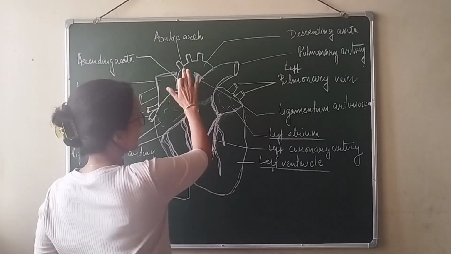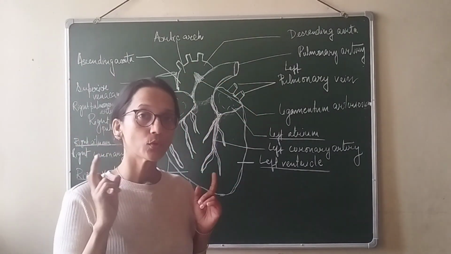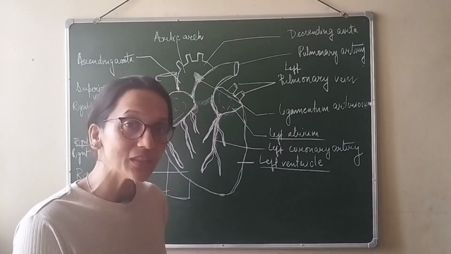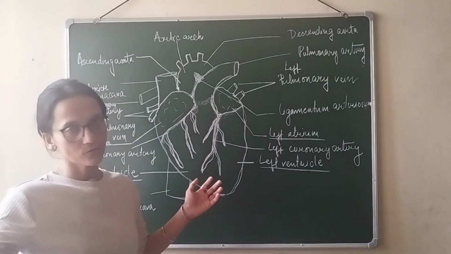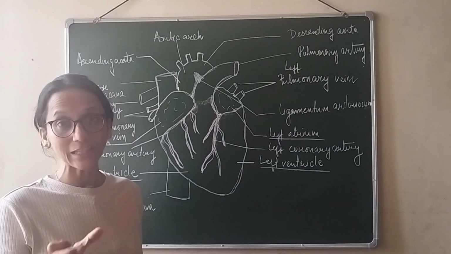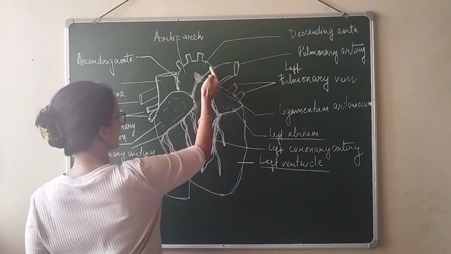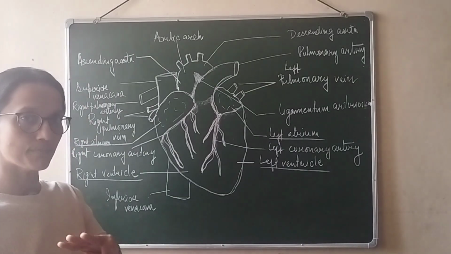So let's start with the aorta. मैंने पहले ही बताया था, aorta is that pipeline which actually collects oxygenated blood from the left ventricle and passes it to the entire part of the body. This is very thick, this particular blood vessel. तो ये जो है, this is aorta and this aorta has 3 parts.